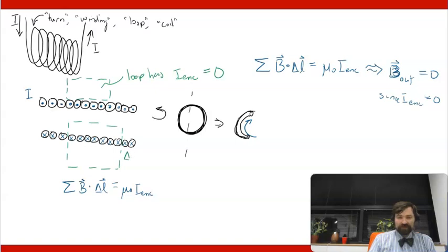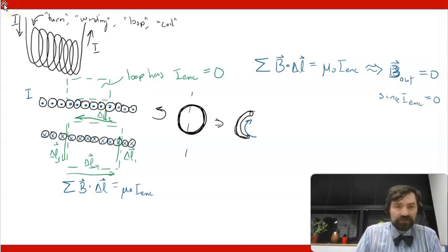So this would be like delta L for side 1, and that would be pointing in this way. For side 2, maybe it's this way. For side 3, it's this way. For side 4, it's this way. We're just adding up our delta L's as we go around the rectangle, all right?